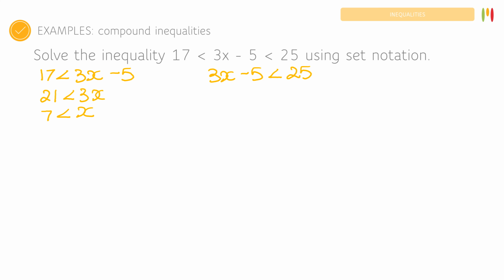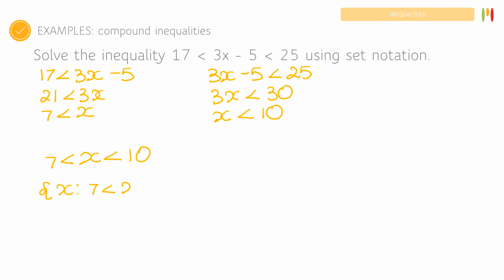Now we have solved the first inequality, let's move on to the second one. Here we can write 3x is less than 30, so x is less than 10. We can now combine our two inequalities so we have x is greater than 7 and less than 10. Using set notation, we would write this as open curly bracket x colon x is greater than 7 and less than 10, close curly bracket. Now on to an exam-style question.